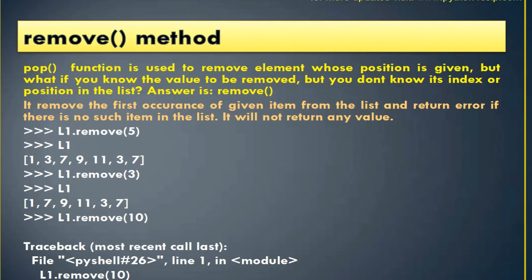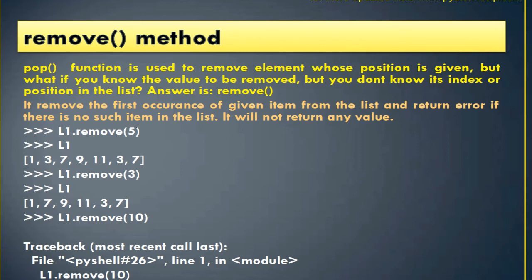Next, the remove method. Pop function is used to remove an element whose position is given. But what if you know the value to be removed, but you don't know its index or position in the list? The answer is remove. If you don't know the item name but you know the index, then you will use the pop function to delete the item. And if you don't know the index but you need the item to be deleted, you will use the remove function.